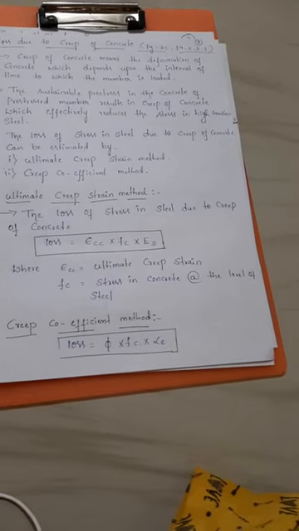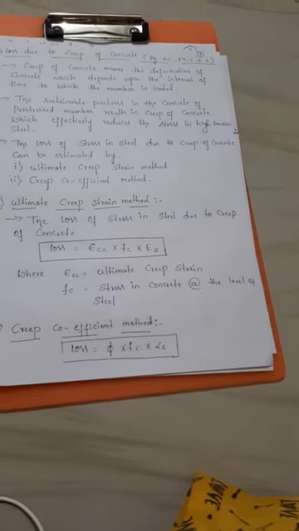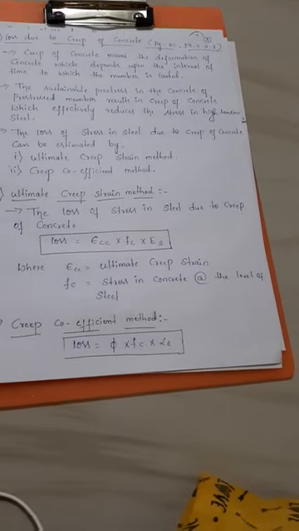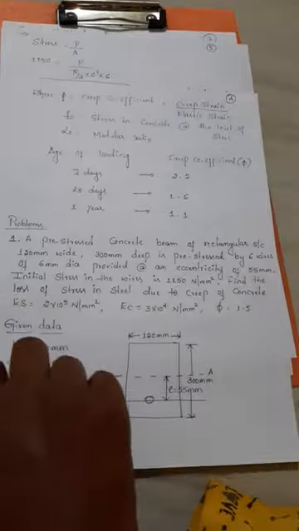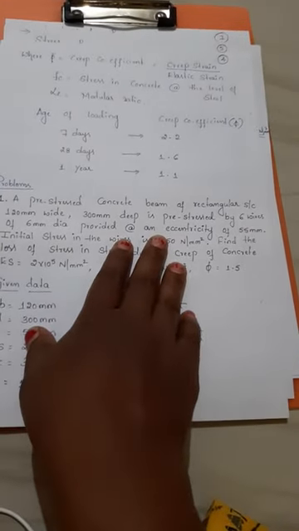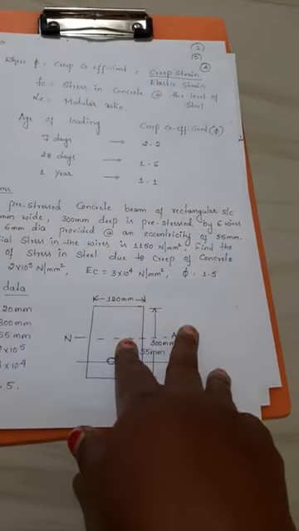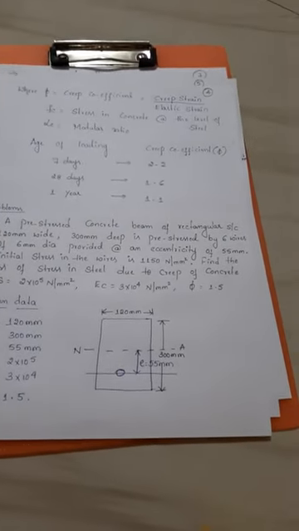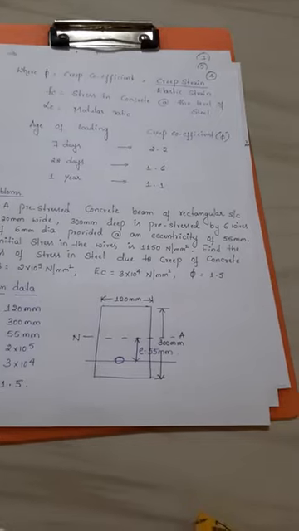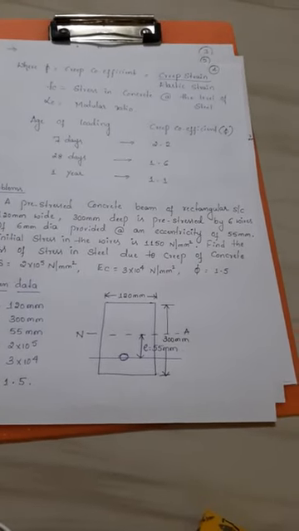Modular ratio is nothing but the ratio of the modulus of elasticity of steel to the modulus of elasticity of concrete. So let us know what this phi is. Phi, the creep coefficient, equals creep strain divided by elastic strain. Fc is the stress in concrete at the level of steel and alpha E is the same modular ratio.